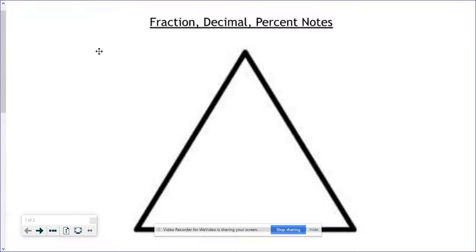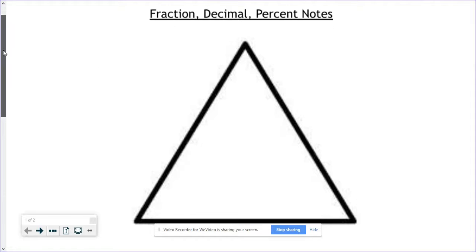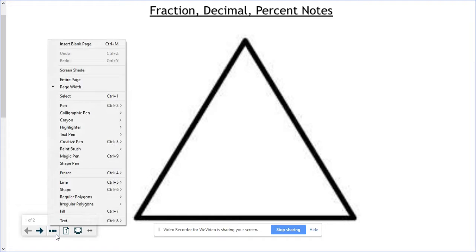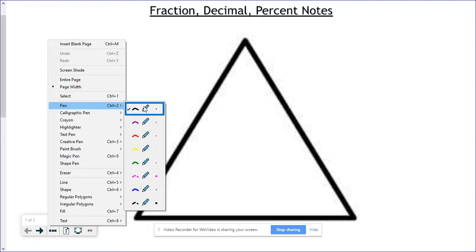Okay, so we're going to try something new and different today. And anytime we try something new or different, I get scared and confused and worried, but we're going to try and hope for the best. So you're going to watch this video. What I write, you're going to write, and we're going to take notes on converting fractions to decimals to percents.